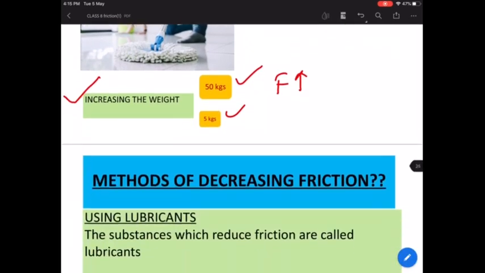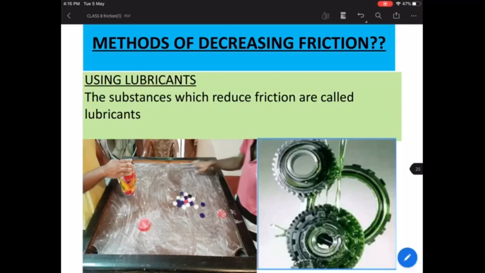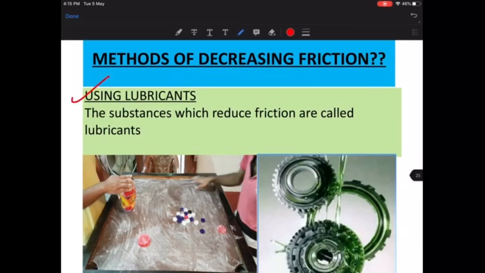Fine. Now, what are the methods of reducing the friction? I've told you 3 points in increasing the friction. Now we've come to reducing the friction. How will you reduce it? The points are exactly opposite to what we discussed in case of increasing. Firstly, you can use lubricants. Now understand what lubricants are. A lubricant is any substance which helps in reducing the friction. So what is the lubricant in case of, let's say, our sewing machine or our bicycles?